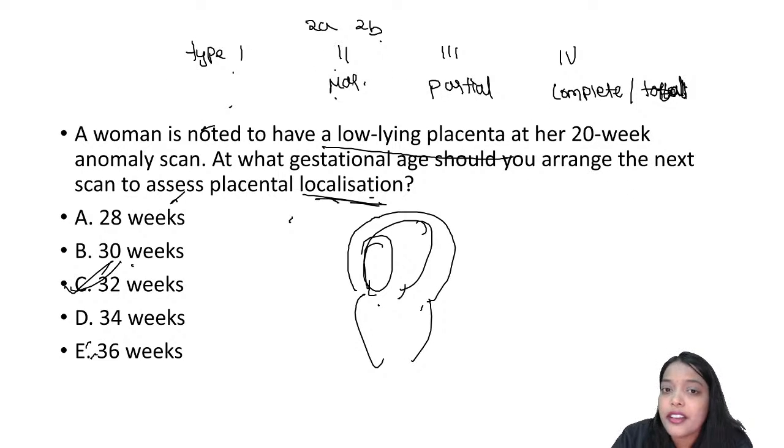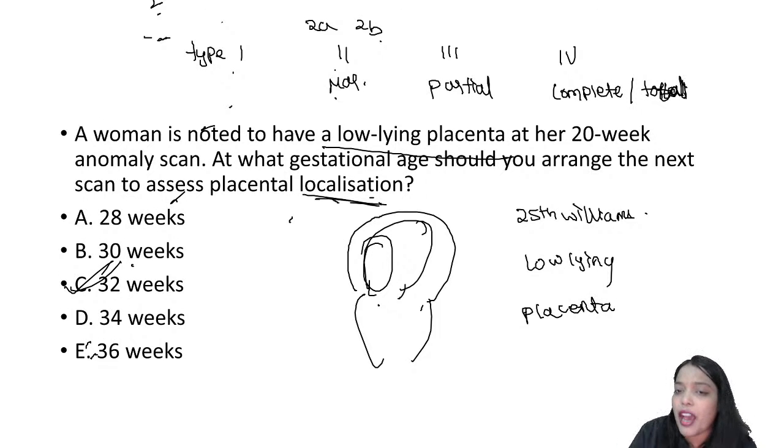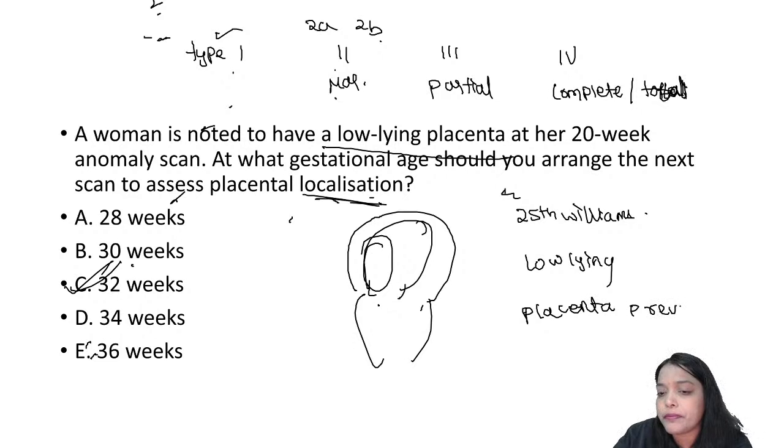Now in this, according to the recent Williams, 25th edition, he removed this classification. He tells only one thing. Call them as either low-lying placenta or call them as placenta previa. There is no middle partial, all that. So low lying means within 2 centimeters from internal os. All others, that is marginal, partial, complete, everything he gave only one name, that is placenta previa. Okay, right.